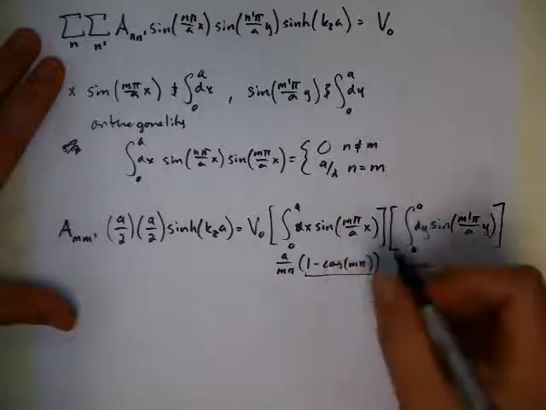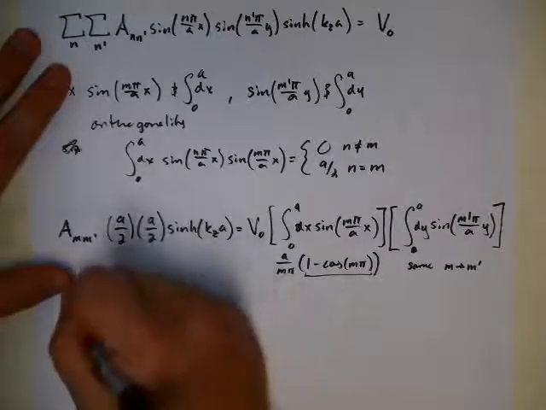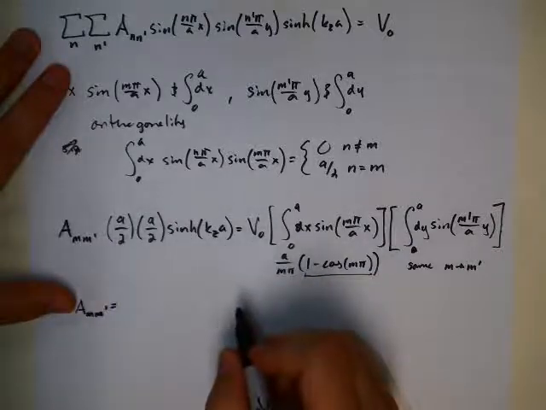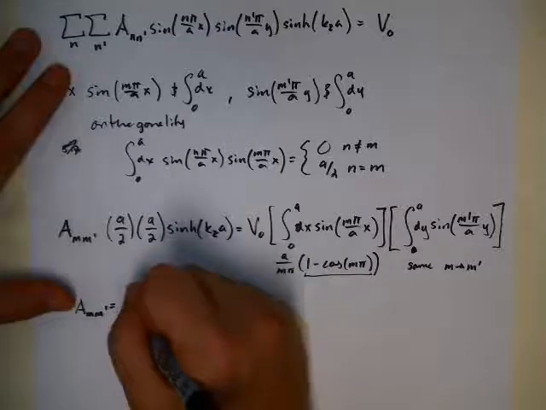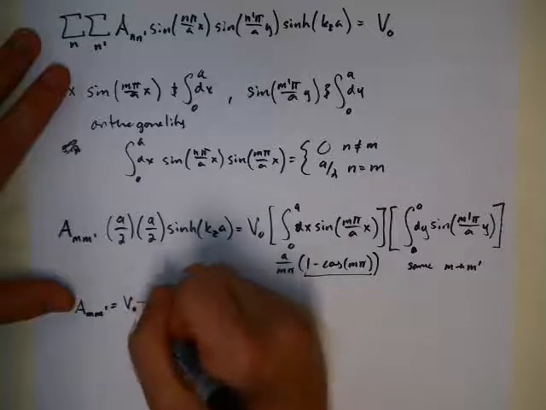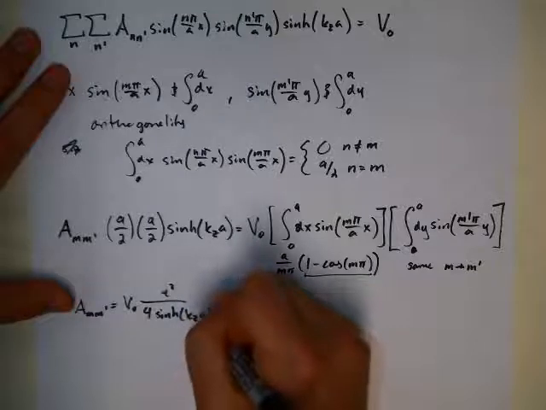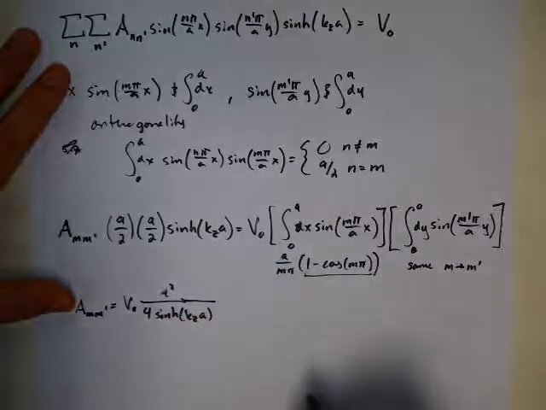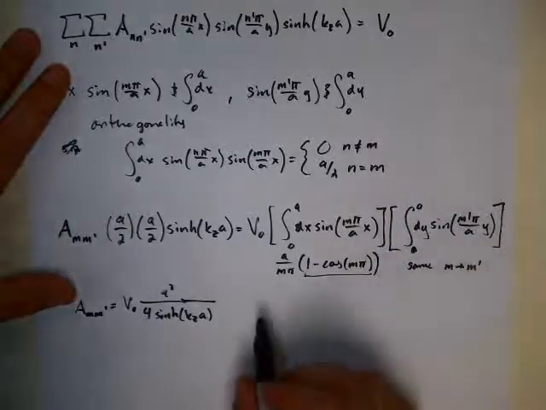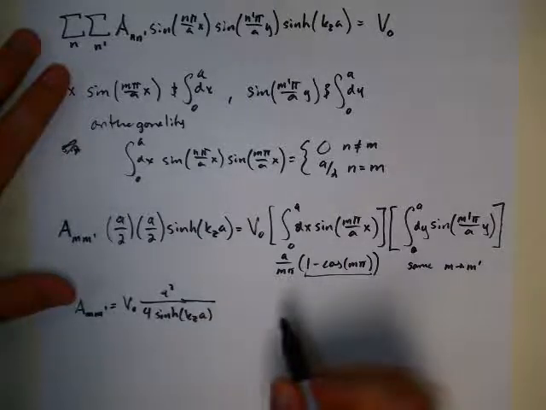I'm just going to say that really for both of these, copying this down, I'm going to get a m prime is going to be equal to, I'm going to multiply both sides by, so this will be v naught a squared over 4 sinh of kza. And then here I'm going to have a squared over 4 sinh of kza, got that.